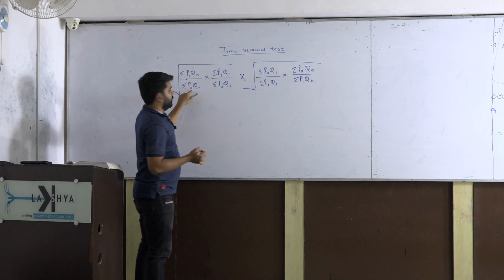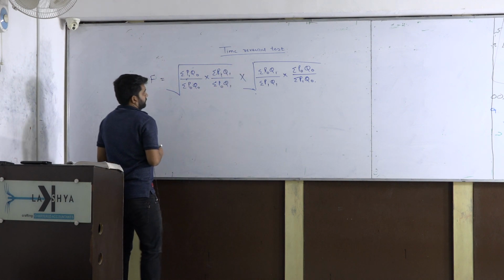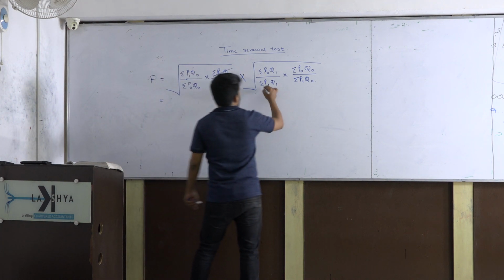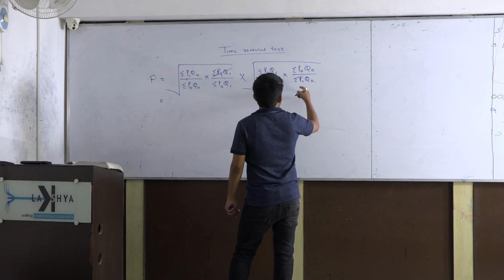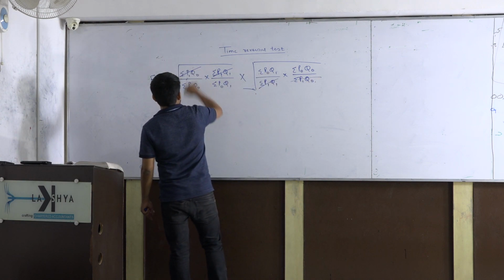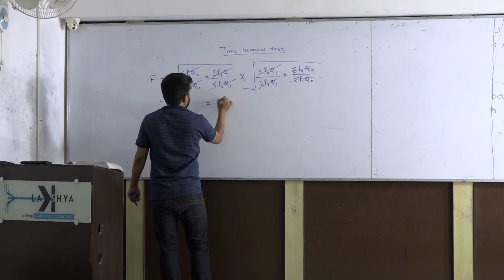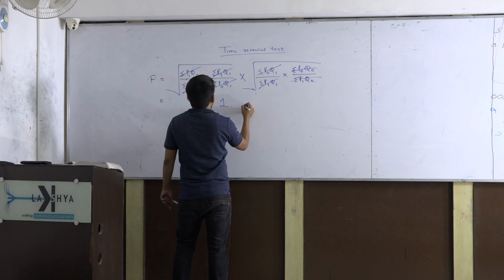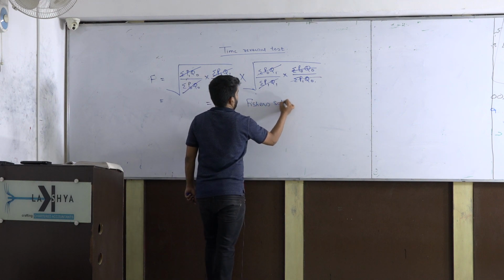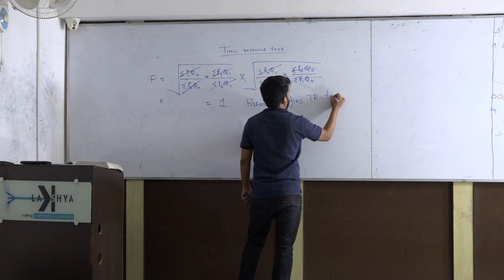Every sign will change, 0 will become 1 and 1 will become 0 when you are doing the time reversal. This P1 Q1 can be cancelled. Everything is multiplication. This P1 Q0 can be cancelled, P0 Q0, P0 Q1 also. This is equal to 1. So Fisher's satisfies the time reversal test.